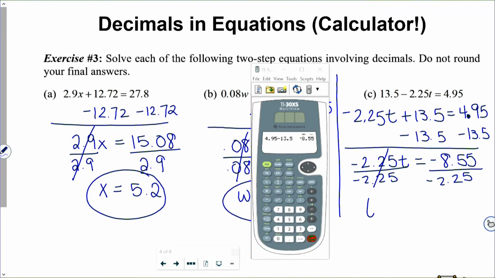Cancel. And now let's do this. Let's clear this out. We're going to put negative 8.55. Make sure you're using the negative button and not the subtraction button. Negative 8.55 divided by negative 2.25 gives me t equals 3.8. Awesome. Let me move this out of the way.